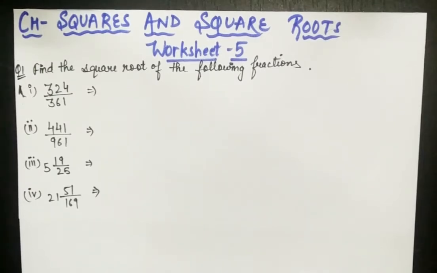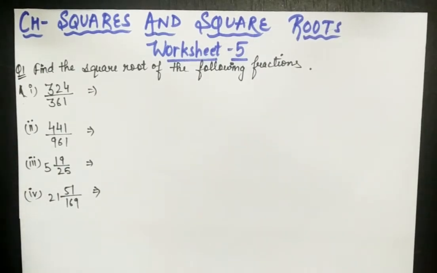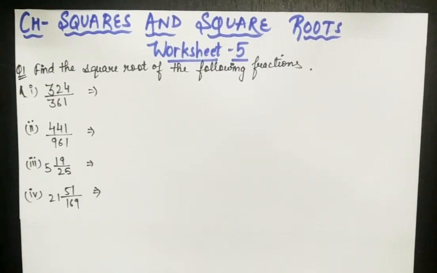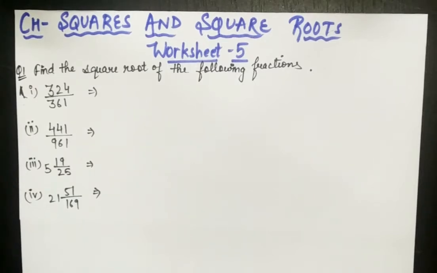So let's begin with the first question, first part, that is 324 upon 361. If you know the square roots of 1 to 20 numbers, then you know that 324 is the square of 18 and 361 is the square of 19. Here I am not going to tell you again and again how to find square roots. In the first video and in many videos I have told you different methods to find square roots, so you can check out from there only.